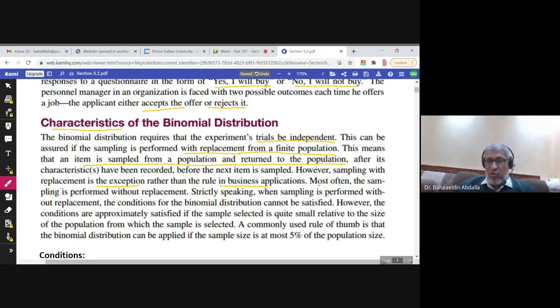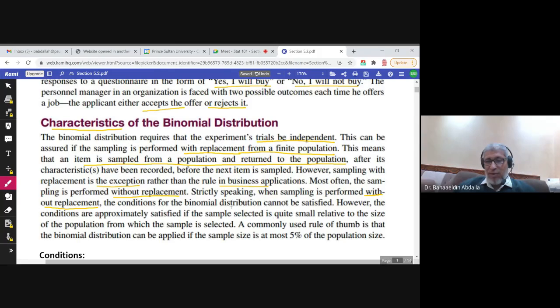So what would be the examples of binomial distributions then? Most often, the sampling is performed without replacement. We don't put it back. Strictly speaking, when sampling is performed without replacement, could it be a binomial?